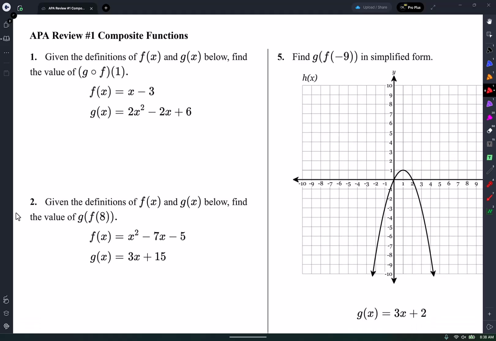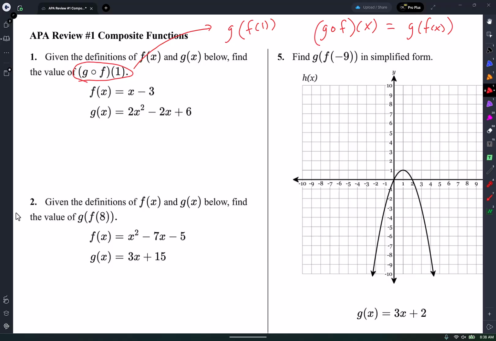So you see this. It says, given the definition of f of x and g of x below, find the value. And you see this right here. That means this. Relax. That means G, and then you open a parenthesis and you write f, and then inside that f, you're going to put a 1. That's like saying that. So I guess I'll write a good note for you here. If you see this G circle F in parentheses with an X like that, that means G, open parenthesis, F of X, close. That's what it means.